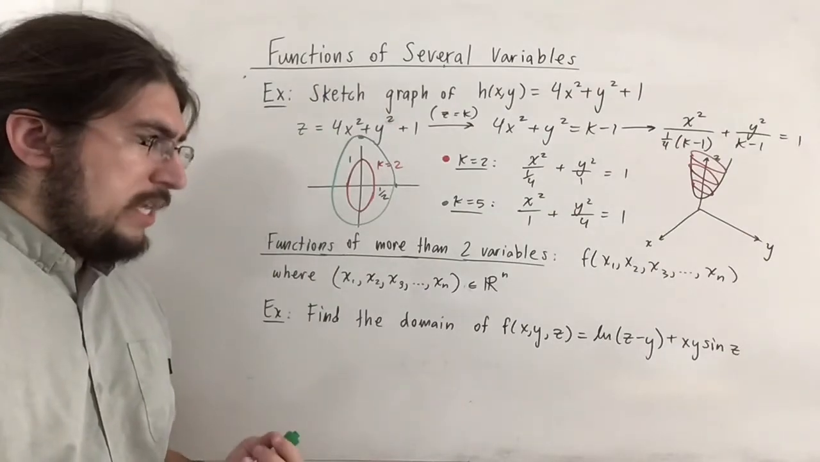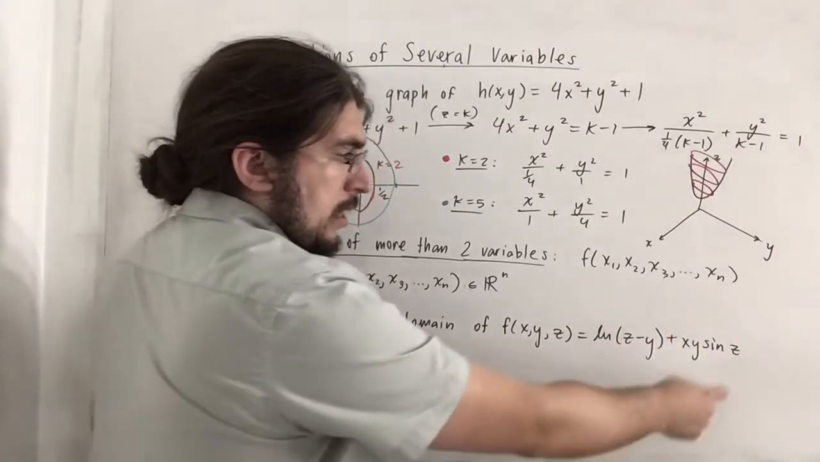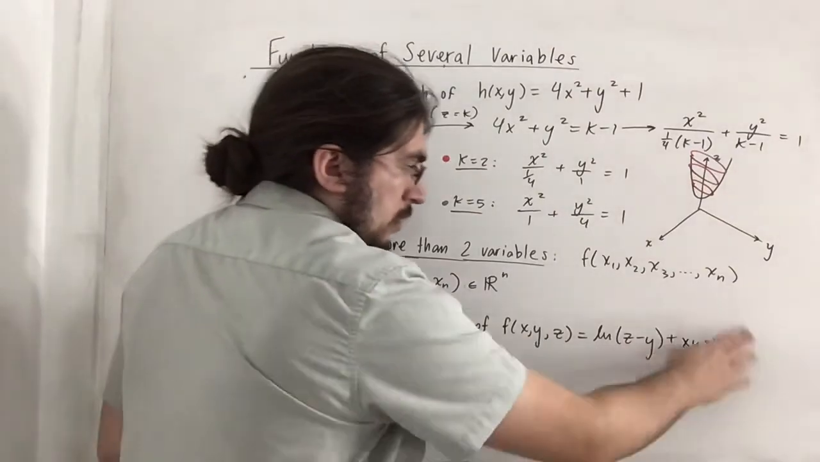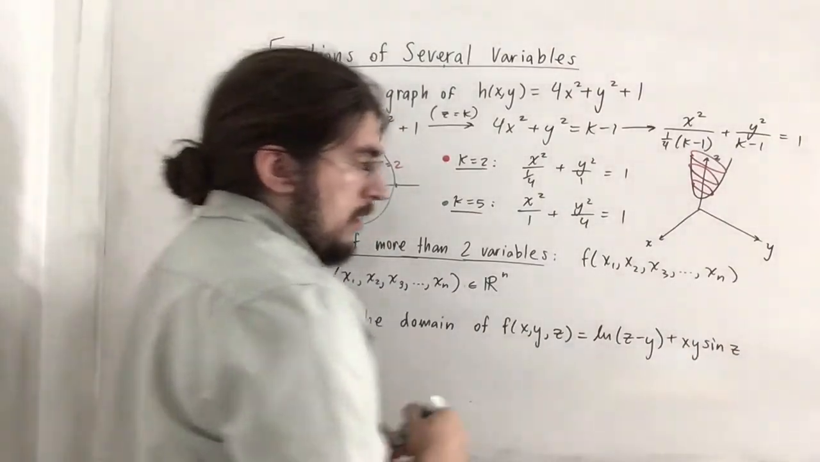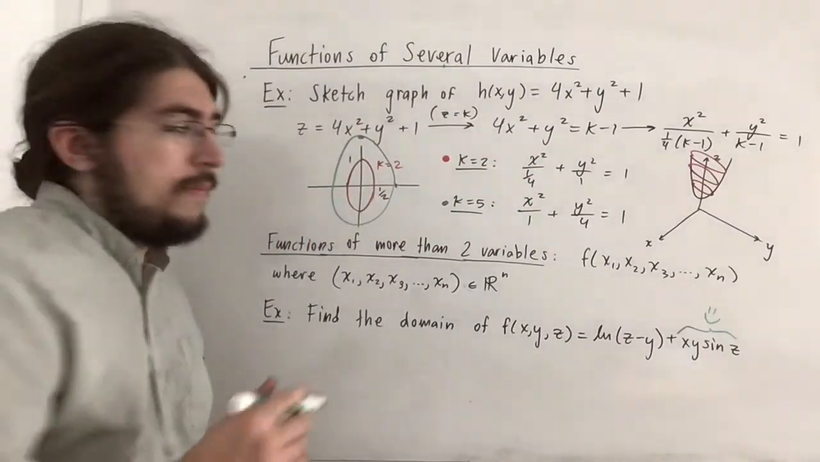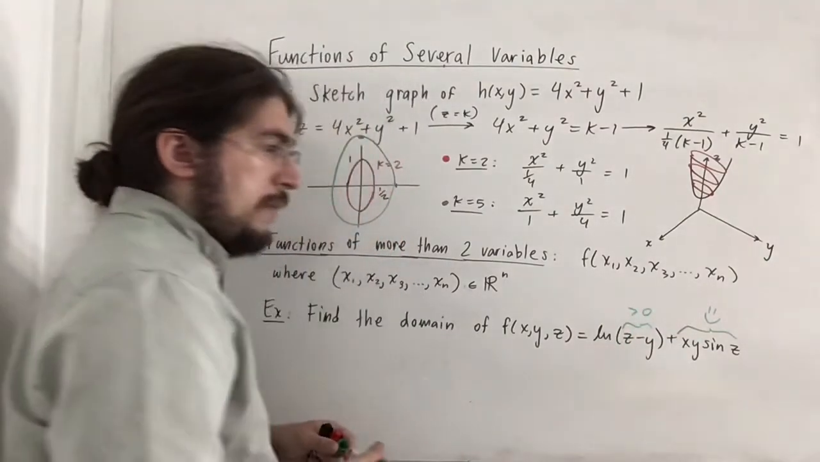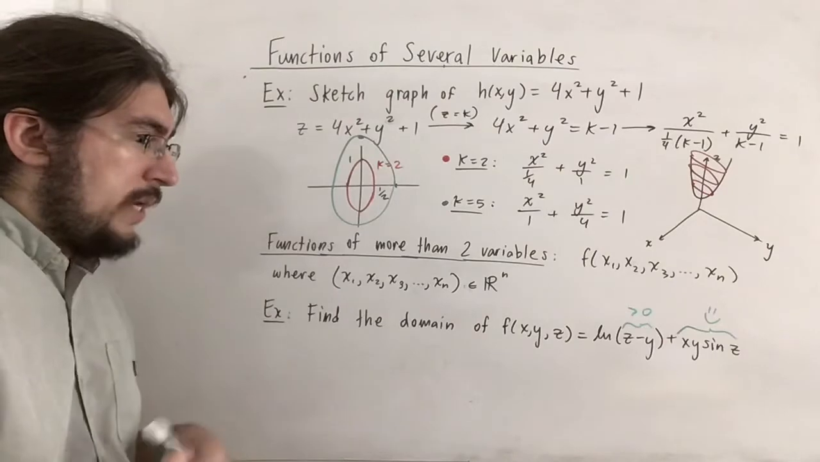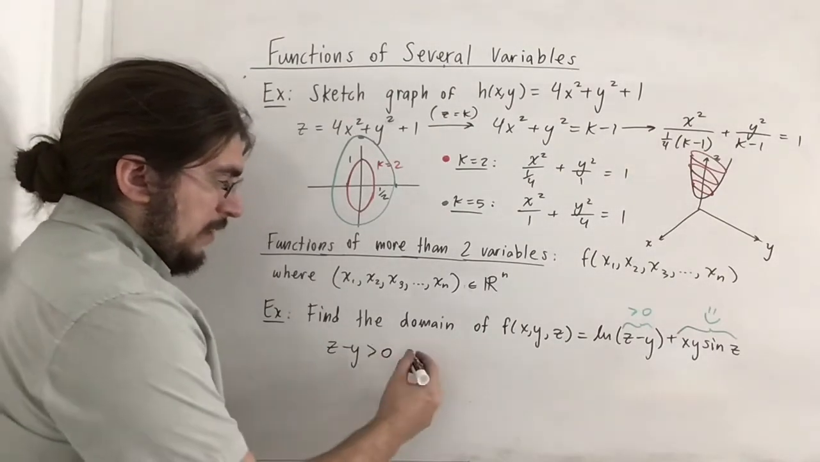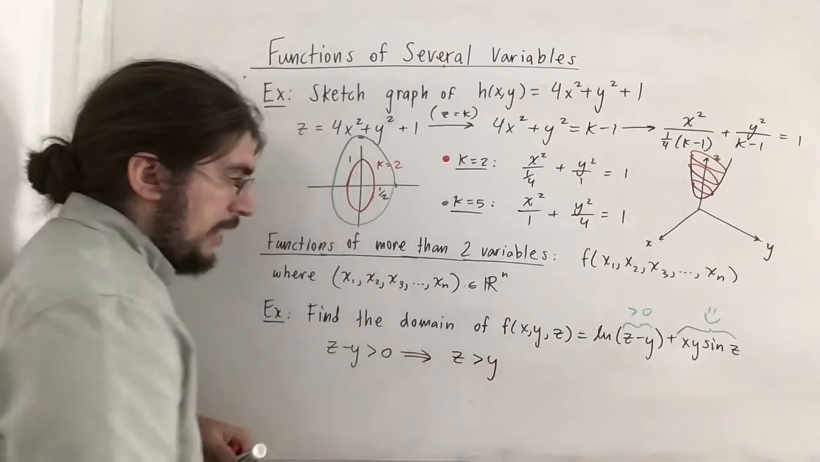The domain is really easy to talk about because x and y are multiplied here, so they can be anything. The domain of sine can be anything as well, so z can be anything here. So this term doesn't really matter; it doesn't give us any restrictions on x, y, or z. Here though, as we saw earlier, the inside of ln must be bigger than 0. So we can solve the inequality z minus y is bigger than 0, and then add y to the other side.